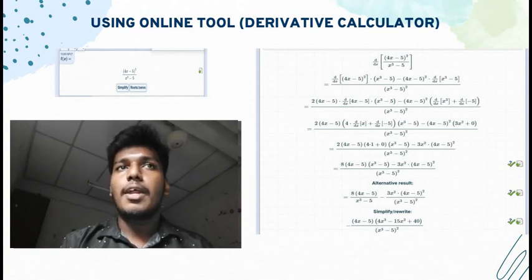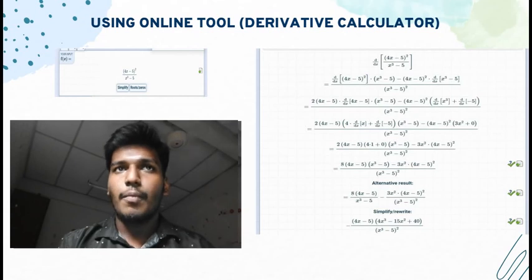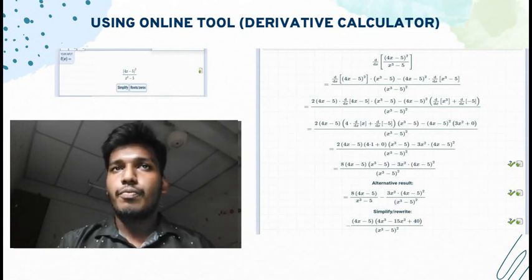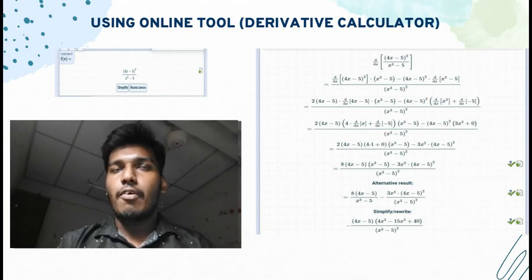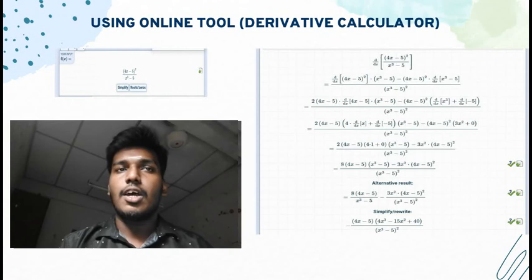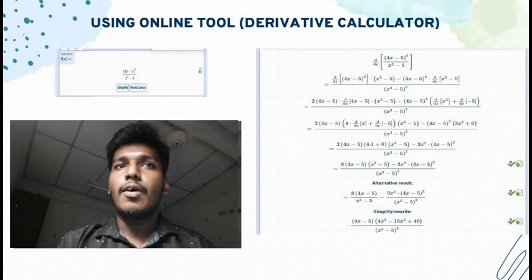The first step is 2(4x minus 5) times (d over dx of 4x plus d over dx of negative 5), times (x^3 minus 5), minus (4x minus 5)^2 ..., all over (x^3 minus 5)^2, and it will simplify and give us the alternative result, which is 8(4x minus 5) over (x^3 minus 5) minus 3x^2 (4x minus 5)^2 over (x^3 minus 5)^2.